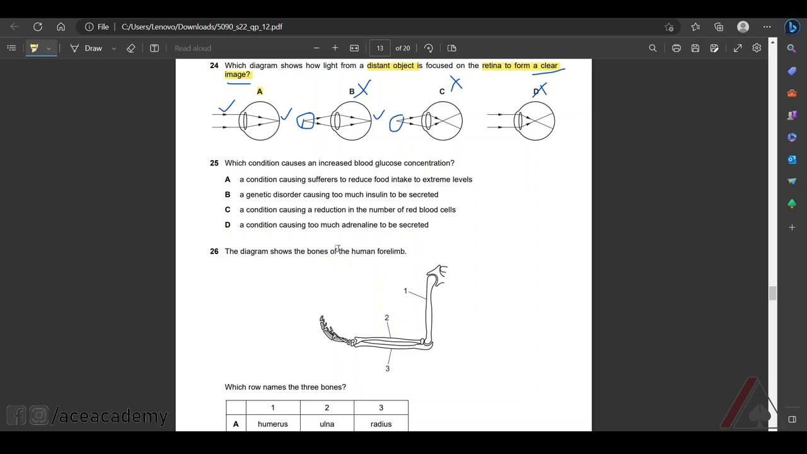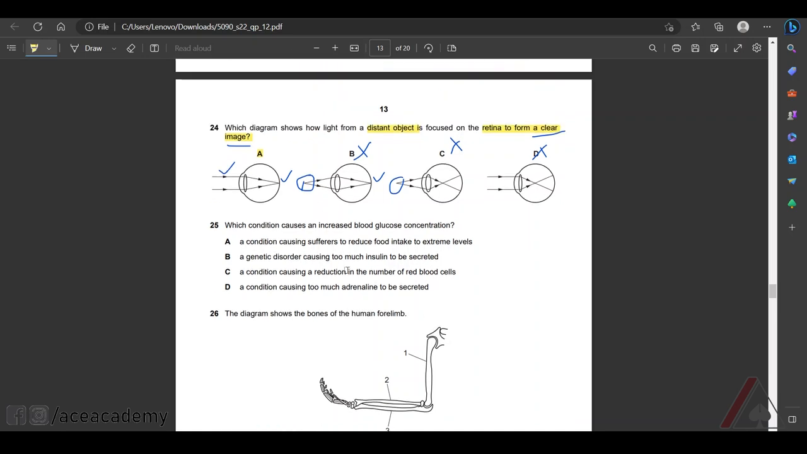This is a basic question, but let's look at the options. Option A, a condition causing sufferers to reduce food intake to extreme levels. This one doesn't make sense, because if we reduce food intake, then we basically also reduce the glucose intake in our body, so blood glucose concentration decreases rather than increasing. A does not fit our answers. A is wrong. B, a genetic disorder causing too much insulin to be secreted. Again, this is also wrong, because insulin actually converts glucose to glycogen. So if more insulin is secreted, more glucose will be converted to glycogen. Hence, blood glucose concentration will decrease.